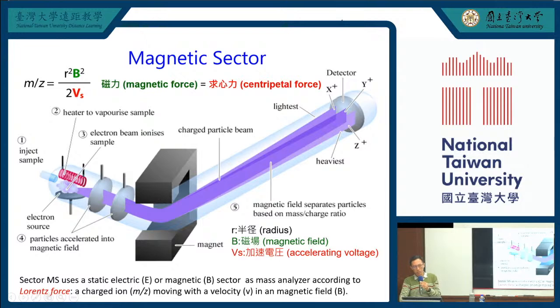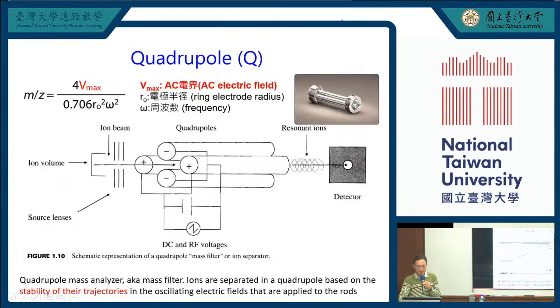So this is the equation. It doesn't matter. It just means F equals ma. That's because the magnetic force is equal to the centripetal force. So that's one type of MS analyzer.